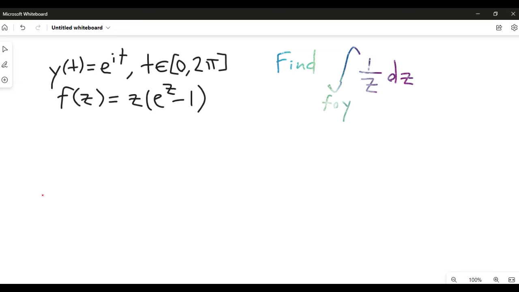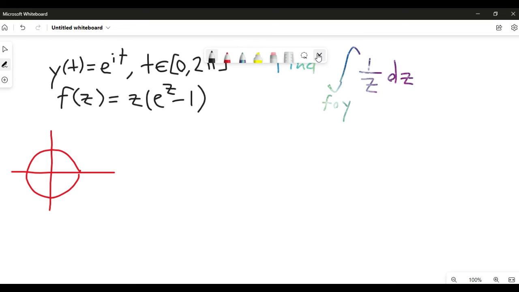So to find this, we should first of all think a little bit about what gamma represents. Gamma is basically just this curve right here. So it's just the unit circle. And so f composed with gamma is going to be the image of this curve under the function f.